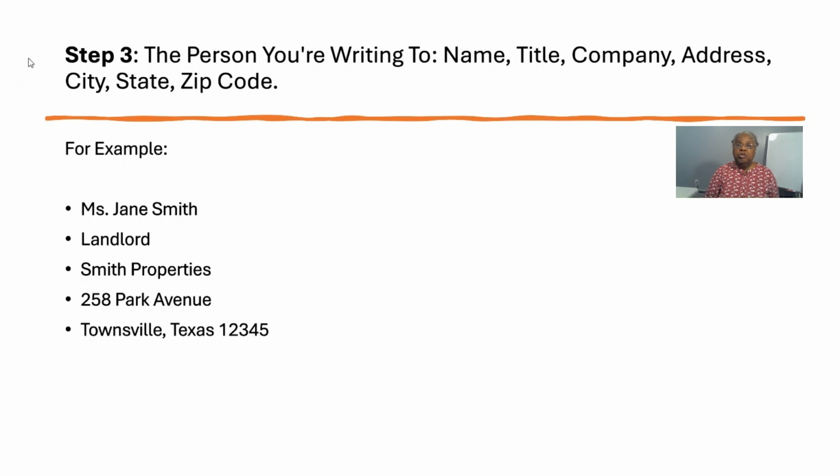Step 3, the person you're writing to information. You must include the name of the person's title, the person's company name, the address, which includes the city, state, and the zip code. For example, Miss Jane Smith, she's the landlord, so her title is under her name. Her company is called Smith Properties. The address is 258 Park Avenue. It's in Townsville, Texas, and the zip code is 12345.